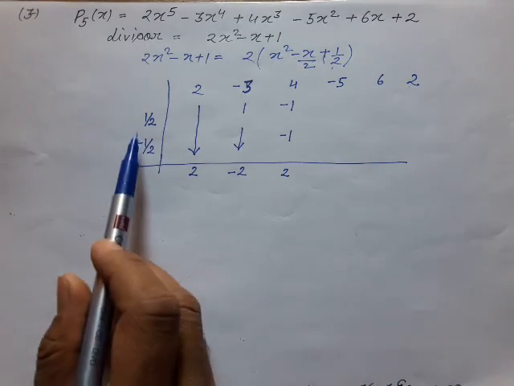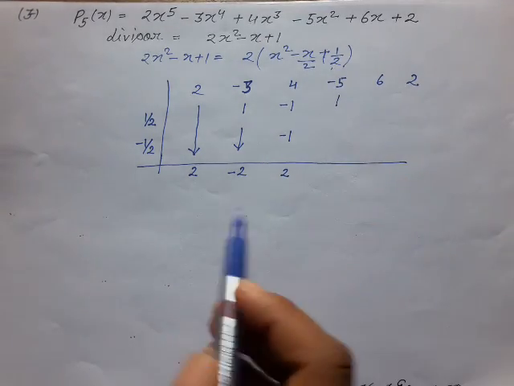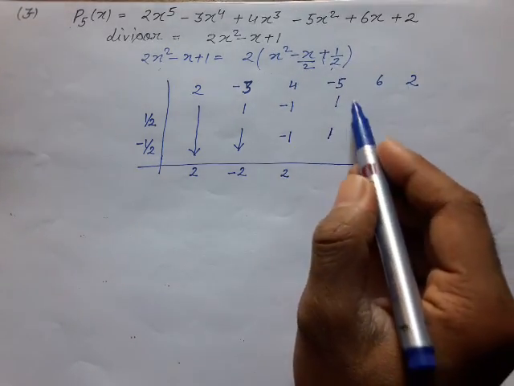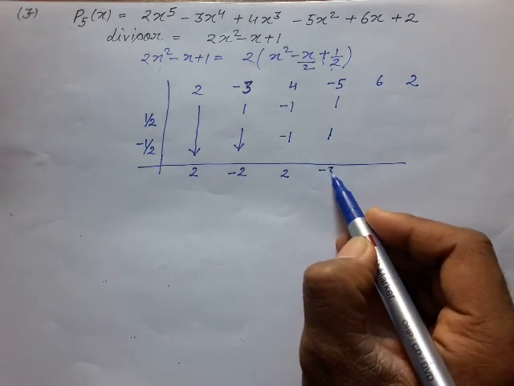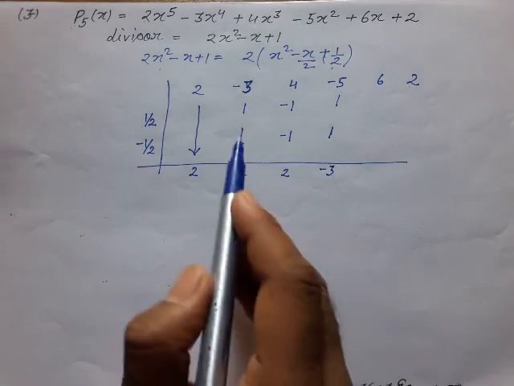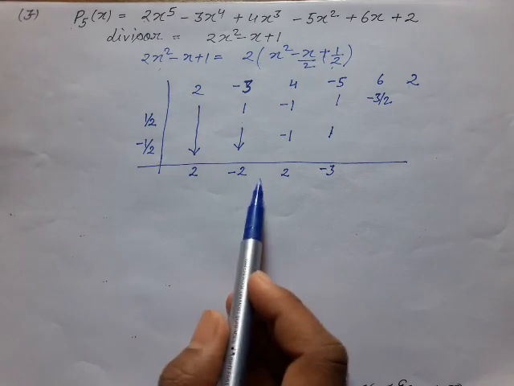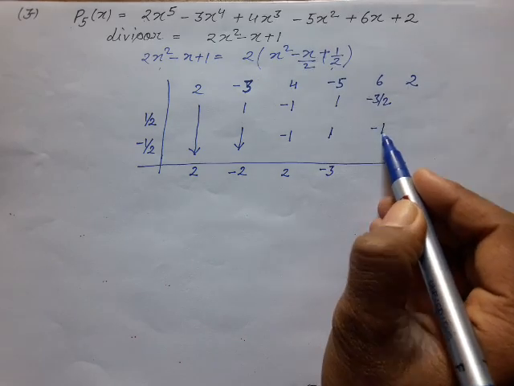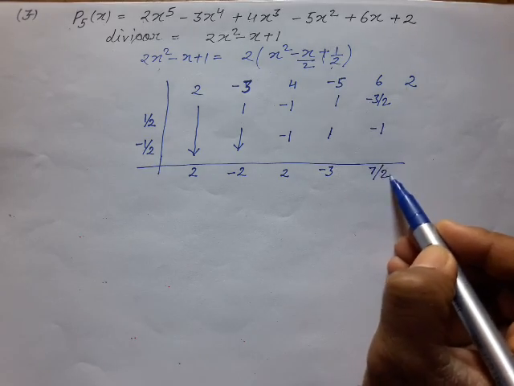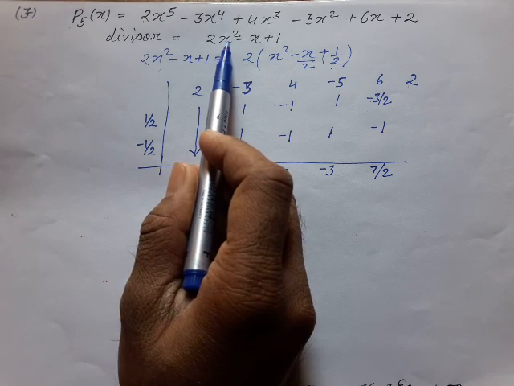Now again multiplying this 1 by 2 to 2, we get plus 1. Again multiplying minus 1 by 2 to minus 1 by 2, we get plus 1. On adding we get minus 3. Now again multiplying 1 by 2 to this minus 3, we get minus 3 by 2. Again multiplying minus 1 by 2 to 2, we get minus 1. And on adding we get 7 by 2.